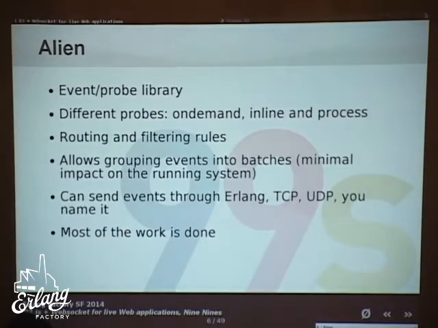So Alien has 3 different probes. We either want to monitor something all the time, or only when we click something on the web interface, or also every time we receive an HTTP request, for example. So we have these 3 probes, and then we allow routing these events pretty much anywhere. We can send them to another process on the current node. We can send them to a different node. We can send them over TCP, UDP, anything. Most of the work in that library is done. It's also pretty boring work, so I won't spend much time on it.